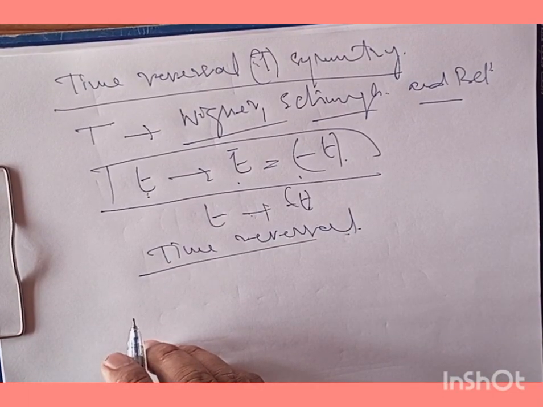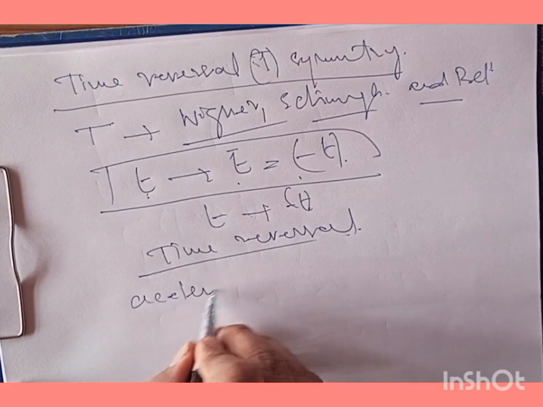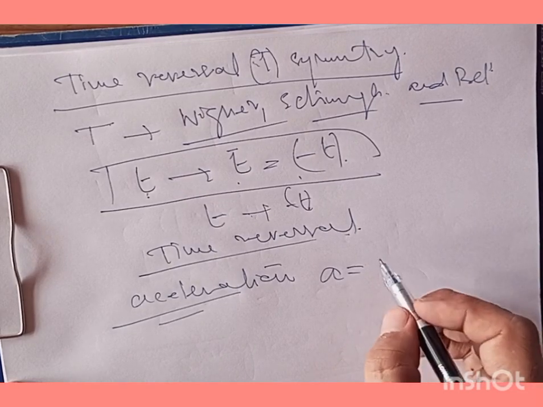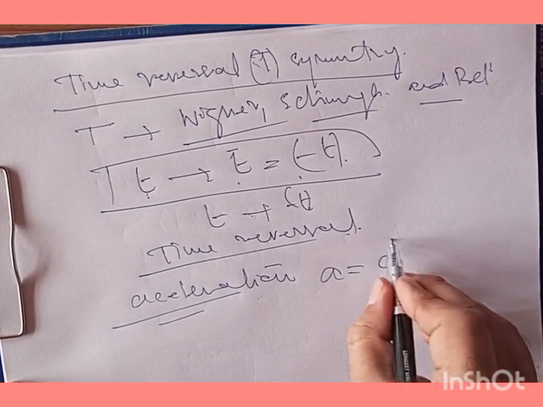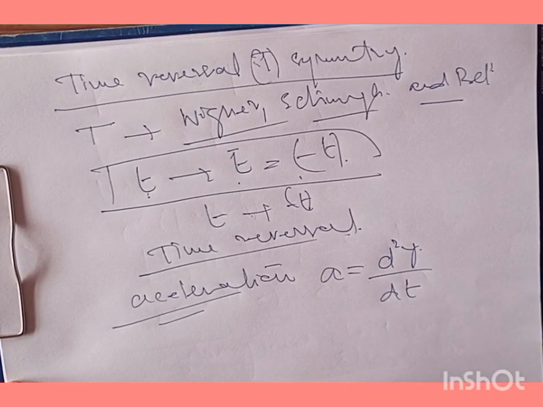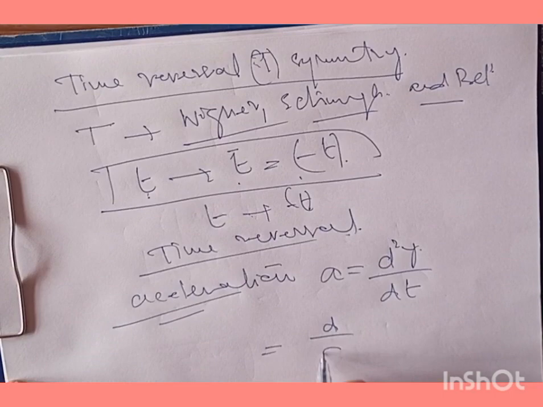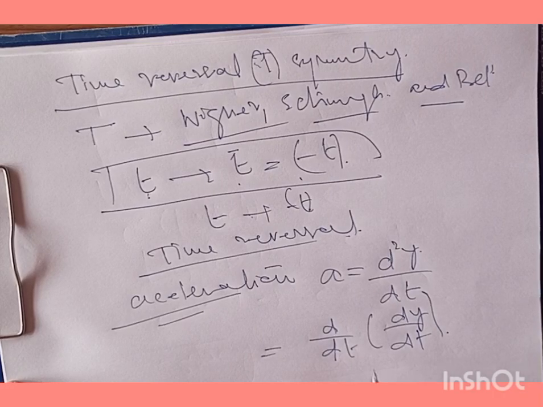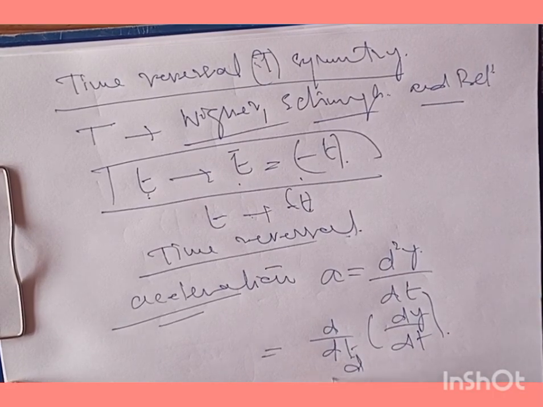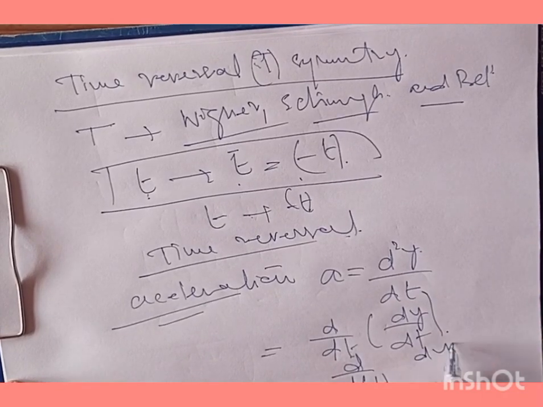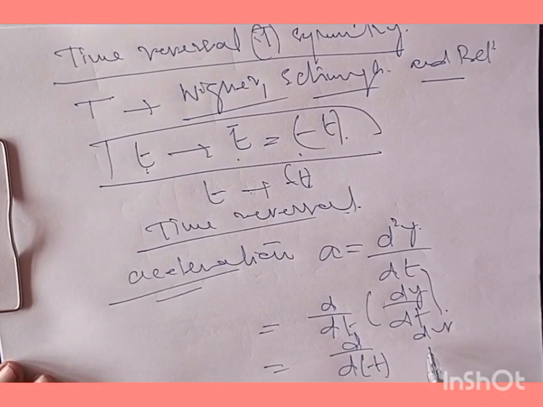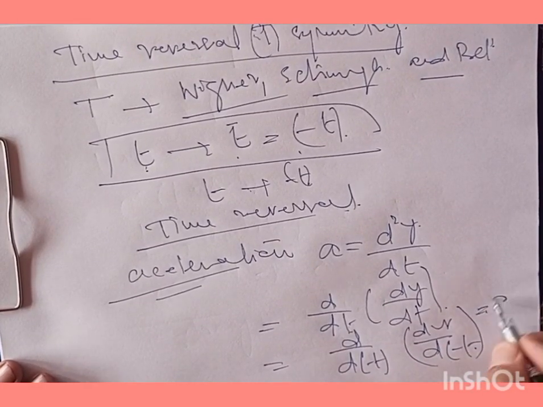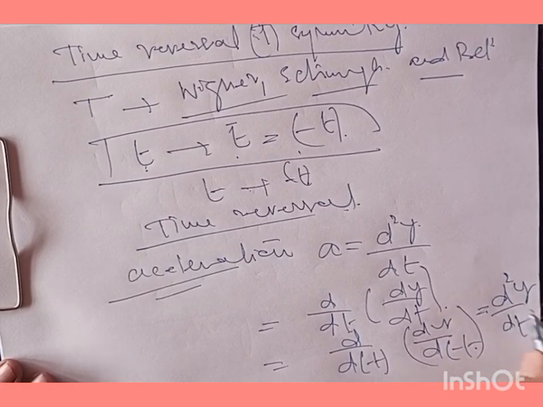Now, if I take a simple example of acceleration, what's acceleration? If I assume that x is the displacement or y is the displacement, then the double derivative of y with respect to time will give me the acceleration. So I can write d by dt of dy by dt. Now, replacing this t by minus t, so d by d of minus t, dy by d of minus t. What's it going to give me? It's going to give me d2y by dt2.